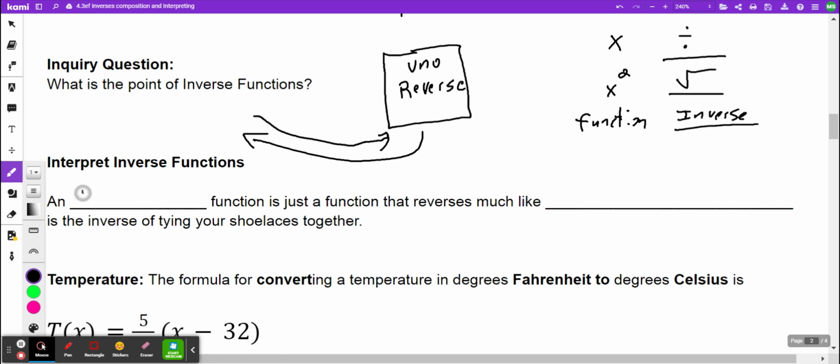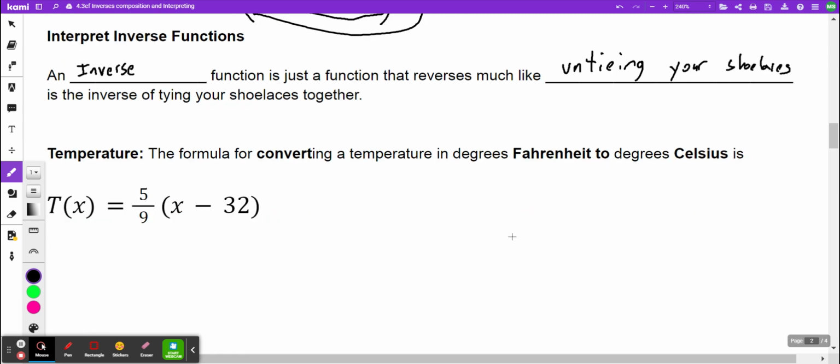So an inverse function is just a function that reverses, much like untying your shoelaces at the end of the day would be the inverse of tying your shoelaces at the beginning of the day. It's just opposite reaction. Undo it. We're undoing a function.